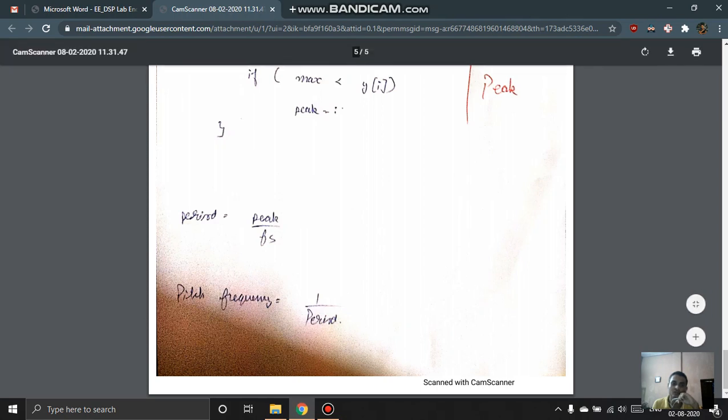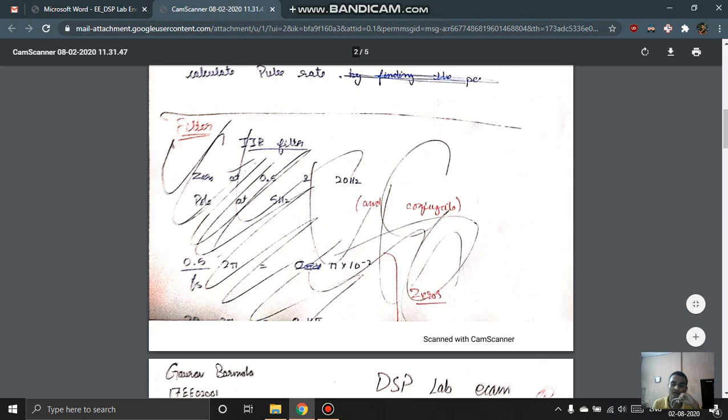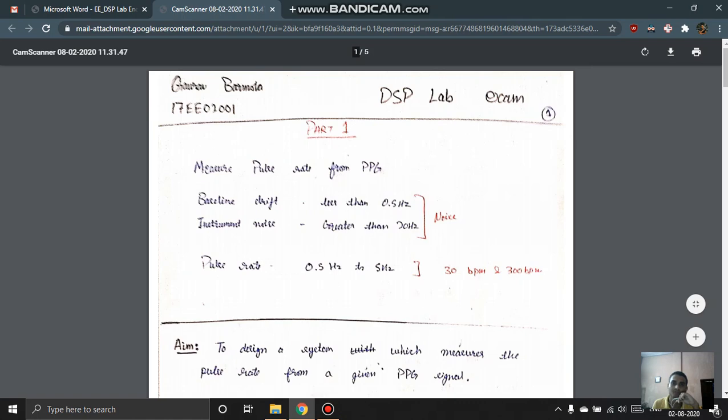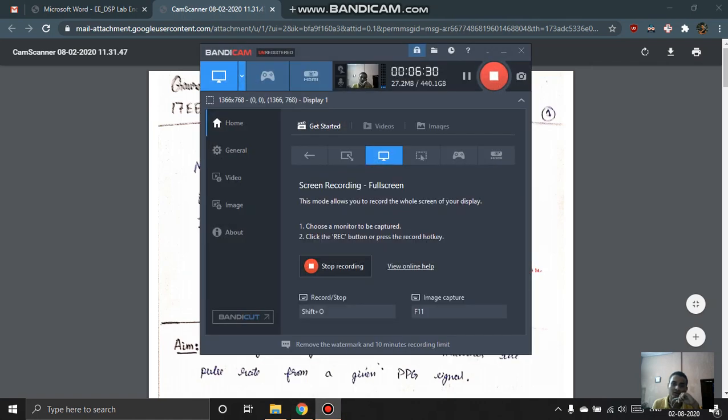The period is peak upon fs and the pitch frequency is 1 upon period. Also, one thing that I did not write is the pulse rate. Pulse rate is basically 60 multiplied by this pitch frequency. Another statement will be here for the pulse rate, and that will give us the pulse rate using the PPG signal. Thank you.